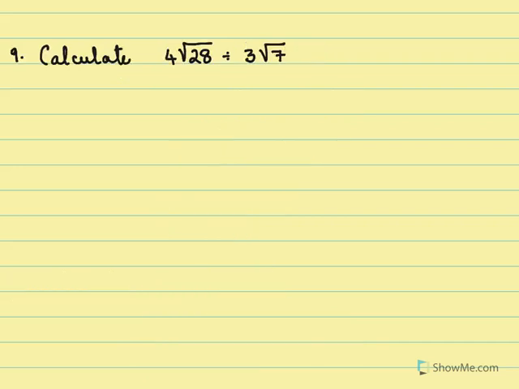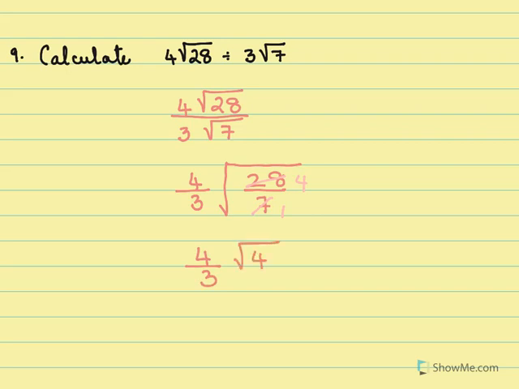Calculate 4 into √28 divided by 3 into √7. So I'll write it: 4 under root 28 divided by 3 under root 7. This 4 by 3 I can't cancel, but here I'm going to put a single root sign because both are under root. Now within this I could cancel 7s, and this is 4s. So what do I get now? 4 under root 3 into under root 4. Under root 4 is 2. So the answer is 8 over 3.